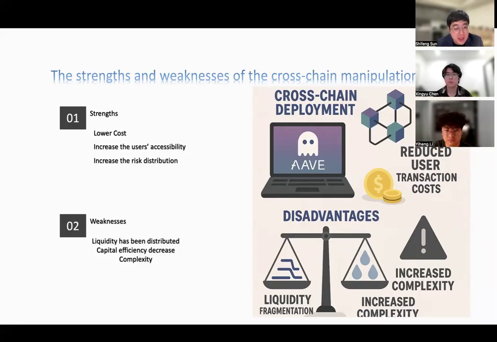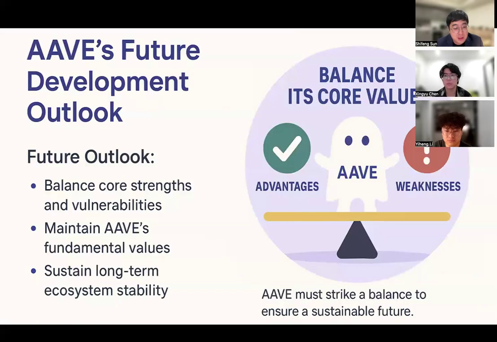Yet, this cross-chain capability isn't without its drawbacks. A major weakness is liquidity fragmentation. Instead of one large pool, liquidity gets spread across multiple chains, which can decrease overall capital efficiency and potentially lead to less favorable rates for users. Managing assets and interactions across different chains also inherently adds complexity, both for platform development and the end user experience, potentially introducing new points of failure or security risks.